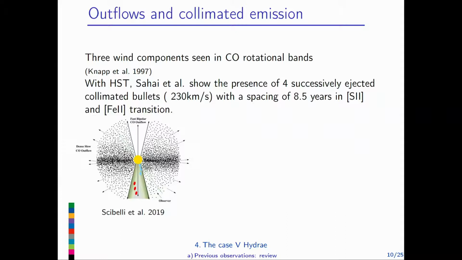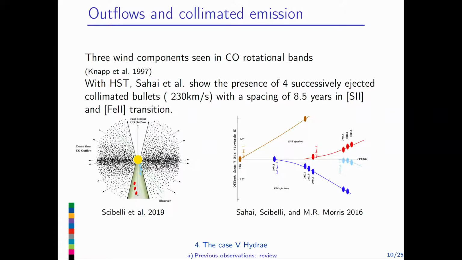So we have 3 wind components, but more surprisingly, Sahai and his team also show the presence of bullets. By bullet, I mean high velocity collimated emission in the forbidden lines of sulfur and iron. So these bullets are represented here by the blue and red points. They are coming toward the observer. And what is really impressive with these bullets is that when Sahai and his team monitored them, they were able to track them and to reconstitute their temporal evolution.